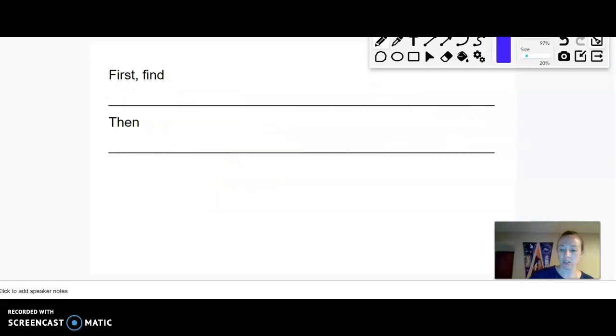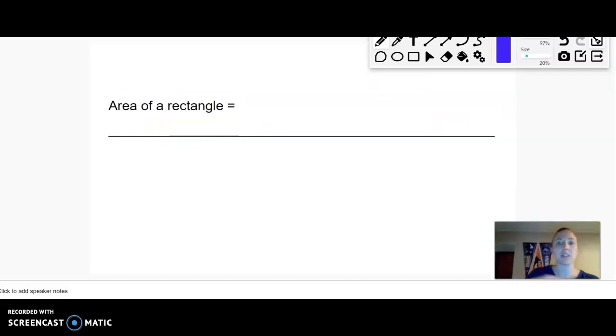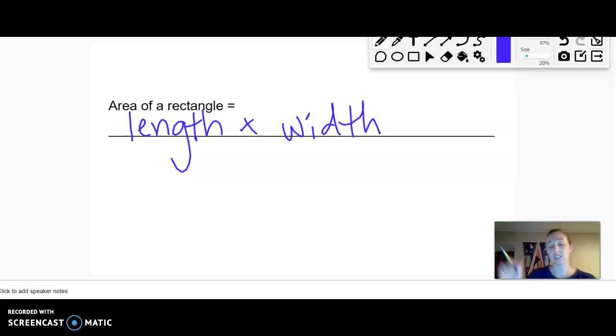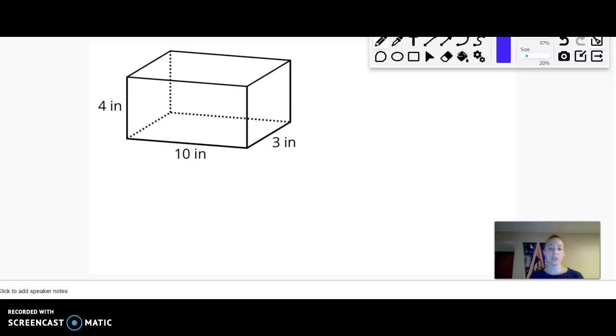And remember, the area of a rectangle, we take the length times the width. And the good news is you can use a calculator to help you multiply. I'm not testing if you can multiply. I'm testing, do you know how to find the area of a rectangle? Can you find the area of all the rectangles and add them all together? So let's do an example.